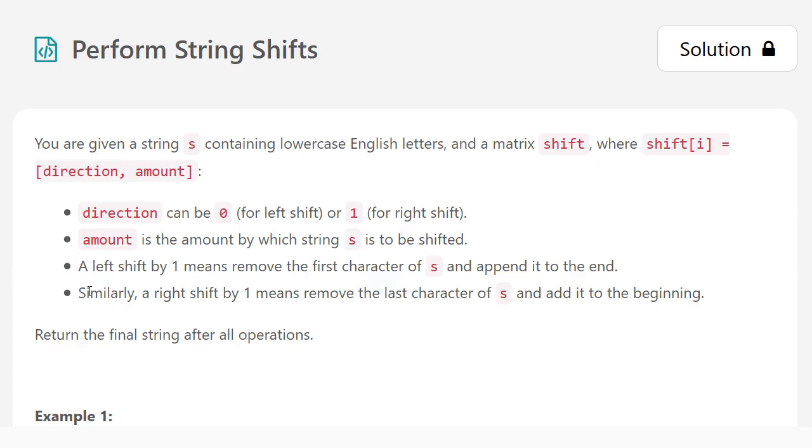Alright, so today's day 14 and LeetCode released a brand new problem, so not seen on LeetCode before. And this problem is given a string S and a matrix shift, where shift tells you which direction to shift in and how much to shift in that direction. We want to output the final string after all the operations.